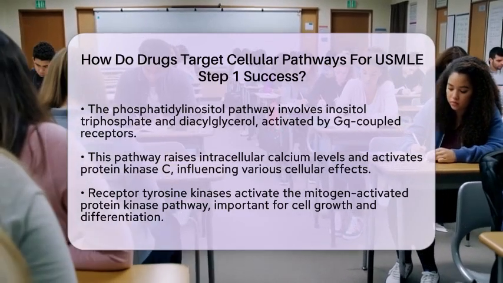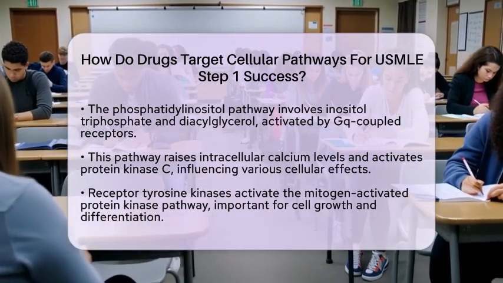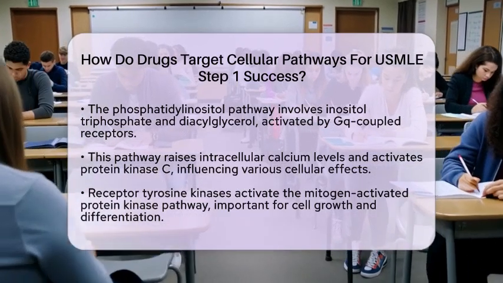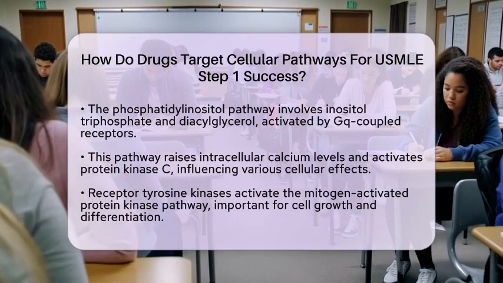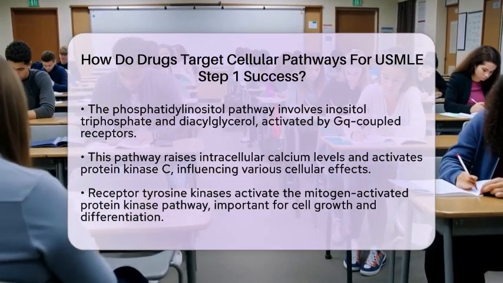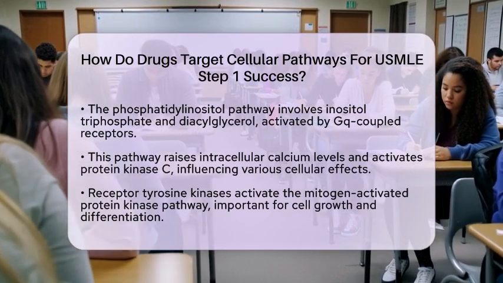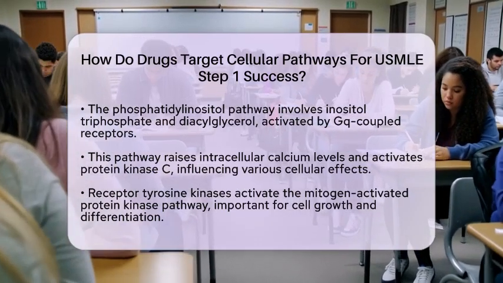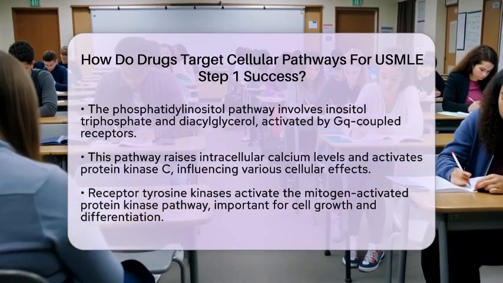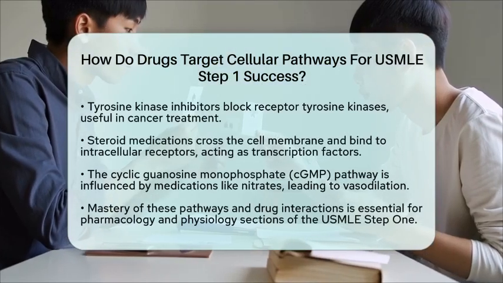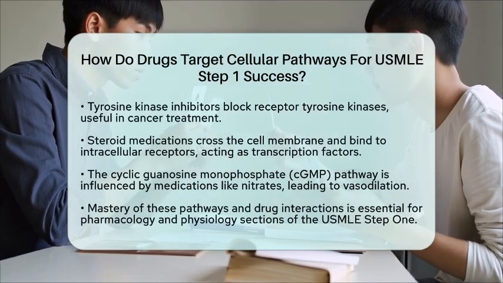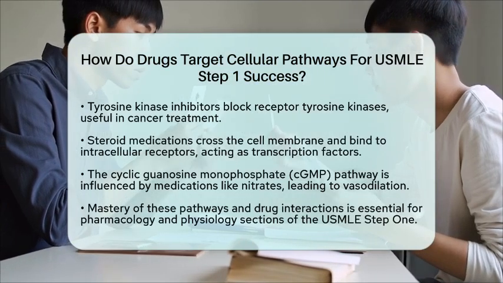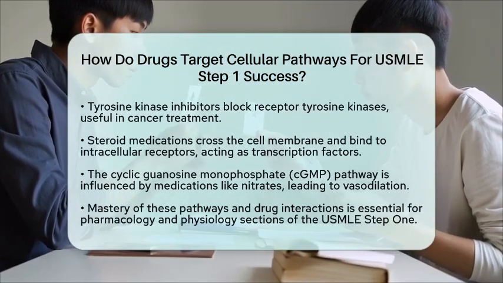Steroid medications work differently. They can cross the cell membrane and bind to receptors inside the cell or in the nucleus. These steroid receptor complexes act as transcription factors, changing gene expression over hours to days. Examples include glucocorticoids and anabolic steroids. Other pathways include the cyclic guanosine monophosphate pathway. Medications like nitrates increase nitric oxide, which stimulates guanylate cyclase to produce cyclic guanosine monophosphate, leading to vasodilation.